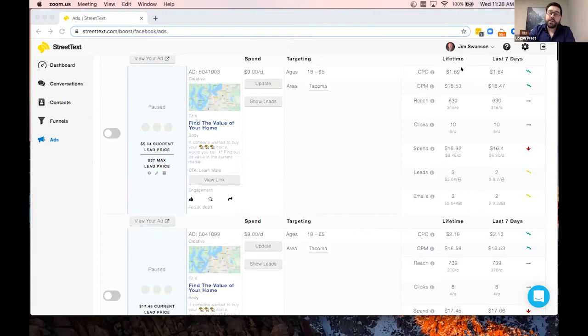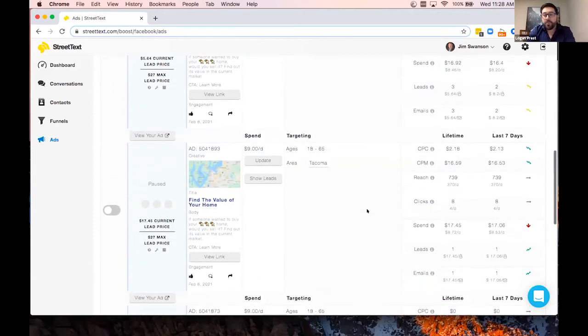But as you can see, $1.69 per click, not a bad cost per click. That shows me it's fairly relevant. However, of 10 clicks, only 3 people left lead information. So at $16, he's averaging $5.64 per lead. Not good enough. The fact that all 3 of those people left emails and phone numbers, great, I like that. But still, these numbers are just not quite there.